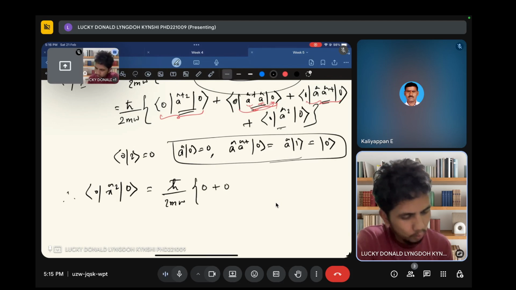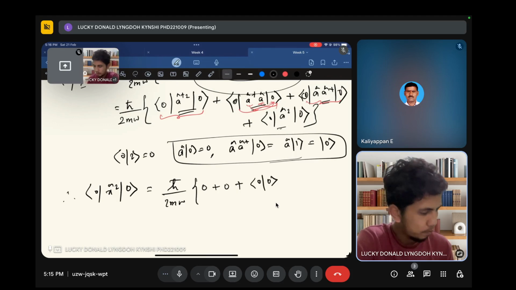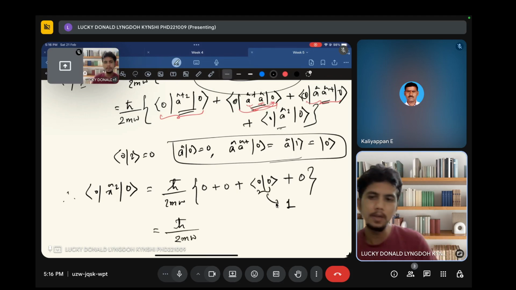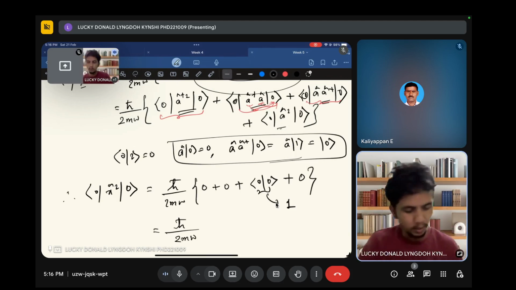Okay, the second term also will go to 0. The third term is very important because it will not be equal to 0, because a cap dagger of 0 you will get 1, but a cap of 1 you will get 0. So the bra 0 and the ket 0, that's the same state, right? So you will get <0|0>, plus the last term will equal to 0. Now this <0|0> equals 1, it's not equal to 0. So that is why your final value will be simply h cross over 2m omega. Okay, so this is the expectation value of your x square.